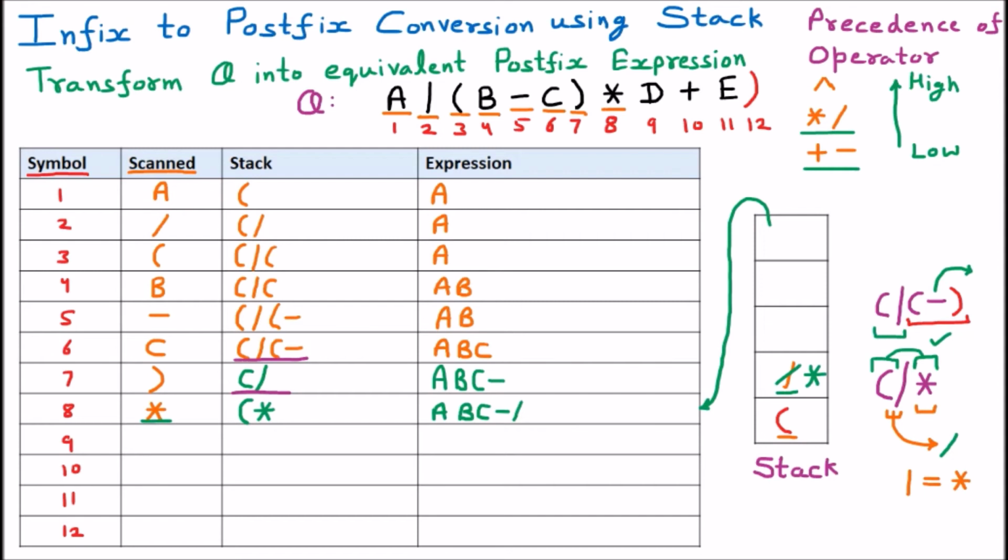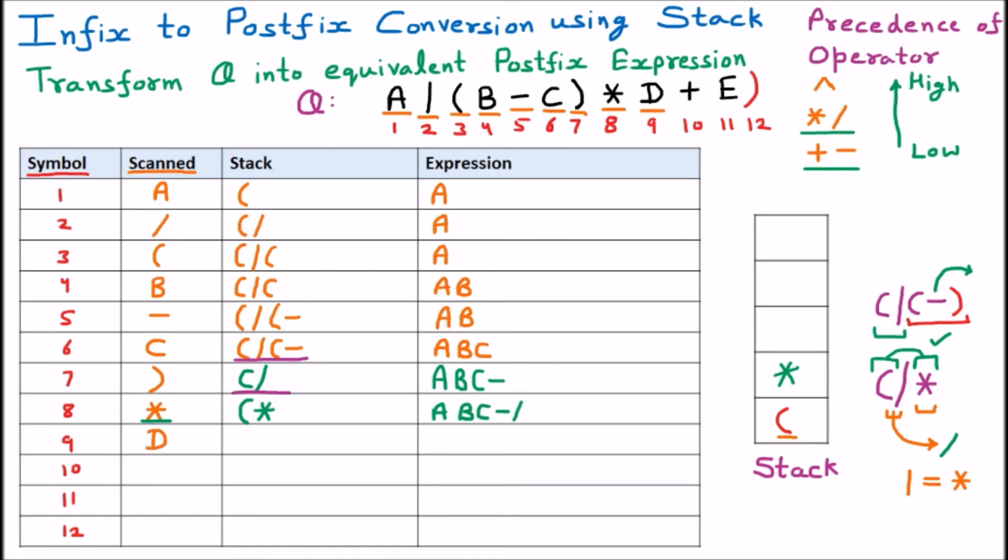So this one is how it is working. Now in the stack we have remaining the starting bracket and star. So bracket and star are there in the stack. Now we are going to scan the ninth symbol, which is D. So here the symbol scanned is D.